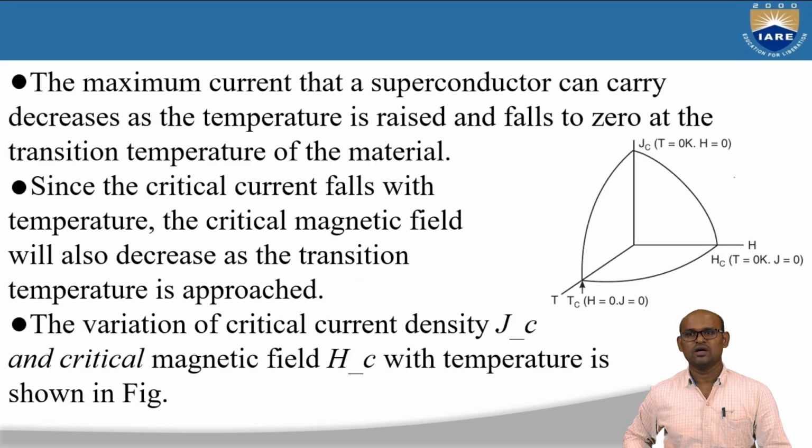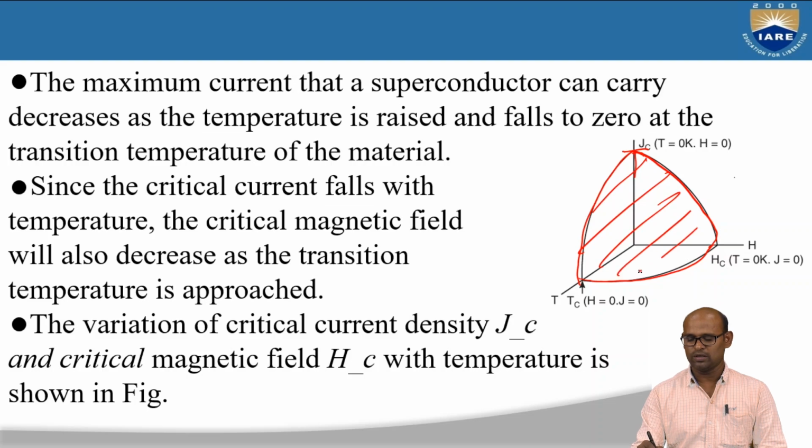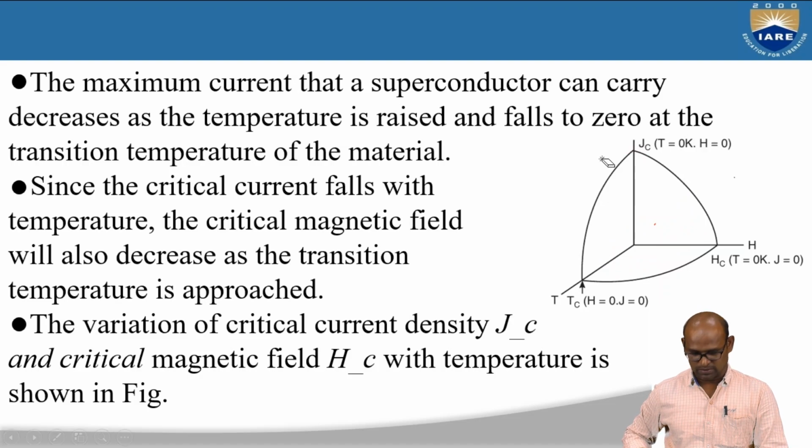So this is the variation of all these three parameters: critical current density, critical magnetic field and critical temperature. Below the critical current density, the material will be in superconducting state. Below the transition temperature, the material is in superconducting state, and also below the critical magnetic field, the material is in superconducting state. Above these, the material will go from superconducting state to normal state.